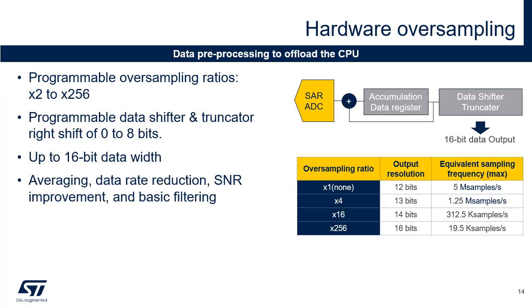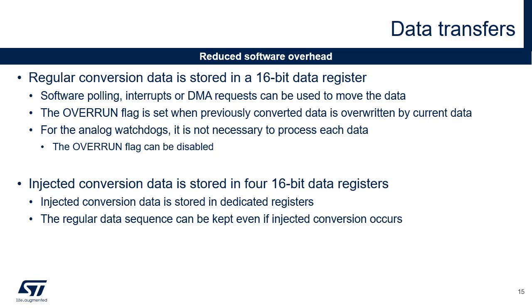A built-in hardware oversampler allows improving analog performances while offloading the related computational burden from the CPU. It can sample by 2 to 256 times without CPU support. The converted data is accumulated in a register and the output can be processed by the data shifter and the truncator. 12-bit data can be extended to be presented as a 16-bit data register. This functionality can be used as an averaging function or for data rate reduction and signal-to-noise ratio improvement, as well as for basic filtering. The ADC conversion result is stored in a 16-bit data register.